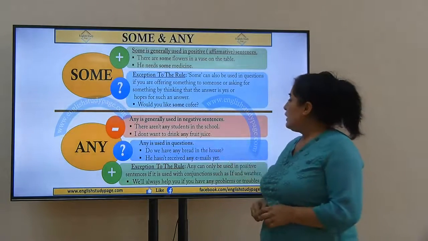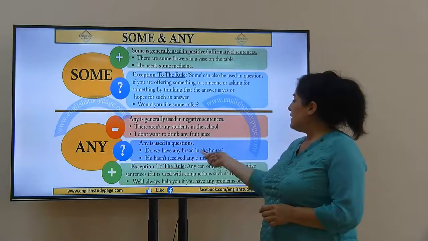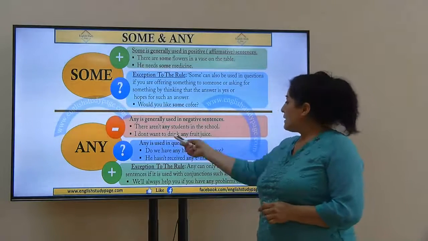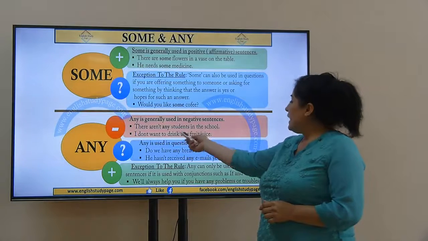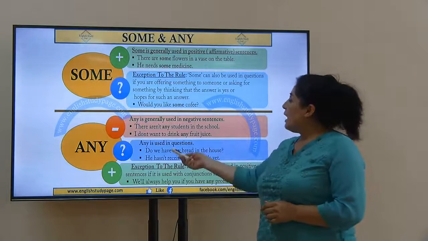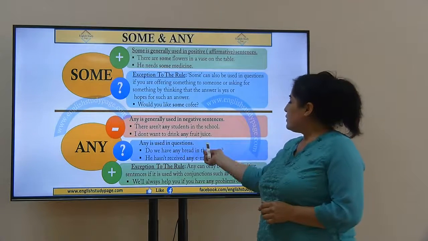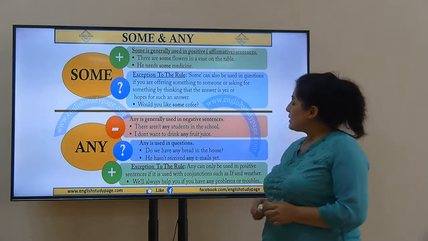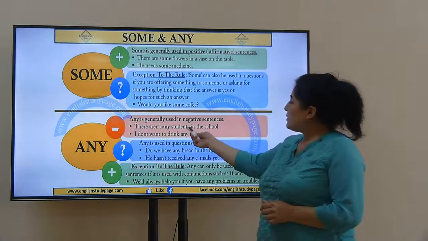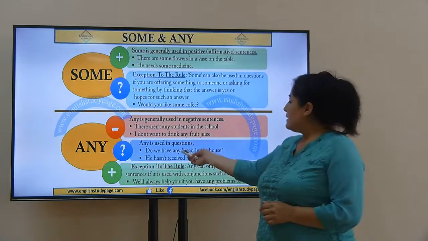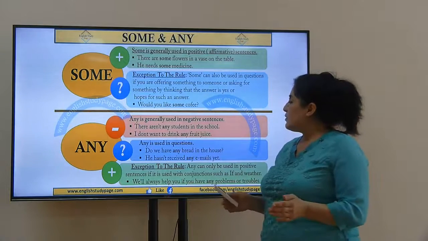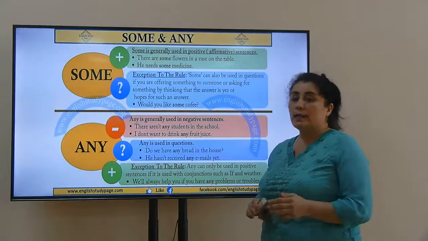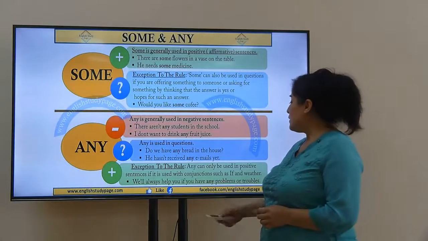Any is generally used in negative sentences and questions. For example, there aren't any students in the school. I don't want to drink any fruit juice. Do we have any bread in the house? These first two sentences are negative and this sentence is interrogative. That's why we use any. But there is an exception to the rule.